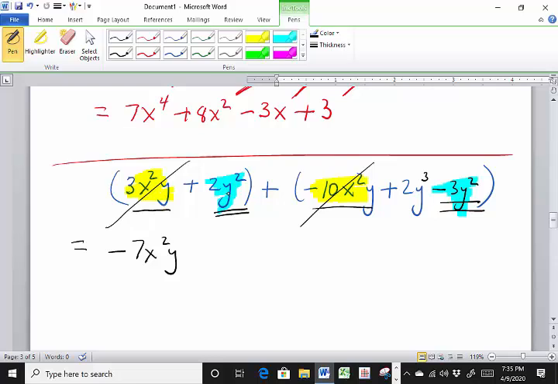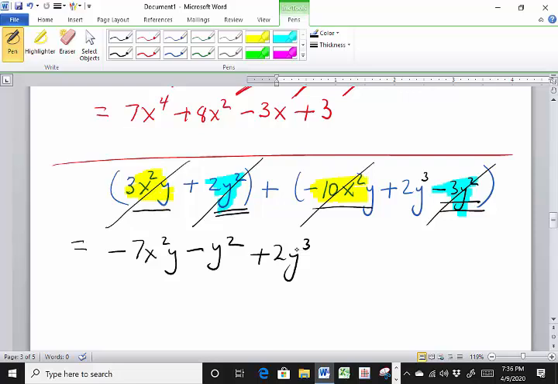Then the y squareds, well, it's 2y squared added to minus 3y squared, so that's a minus y squared. So I finished those. And then the last one is 2y cubed. No like terms for that.